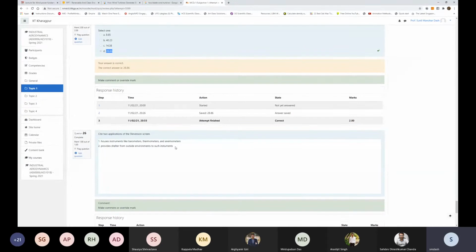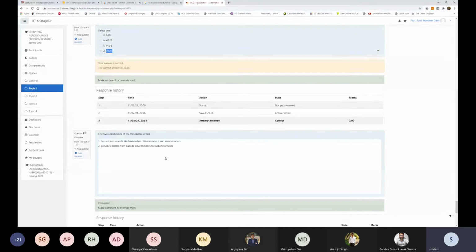And in some cases, if you talk about dry bulb temperature or wet bulb temperature, it produces a suitable path for the wind so that the thermometers can measure the dry bulb and wet bulb temperature properly. Okay, so there are many applications. I think most of you have answered this correctly.